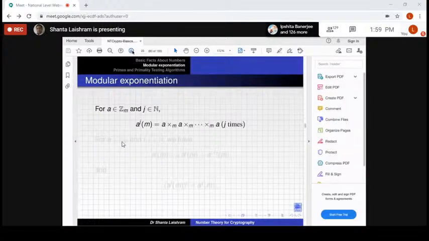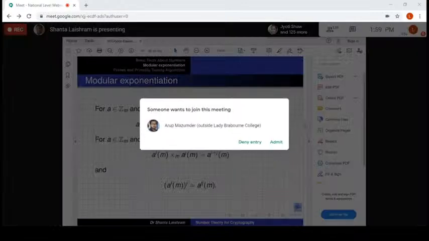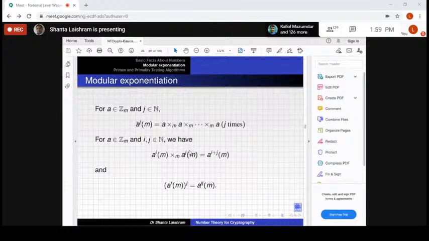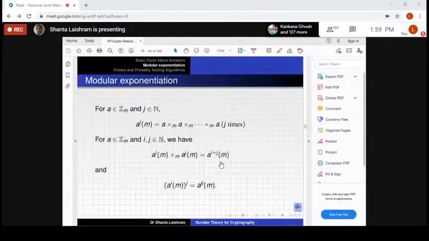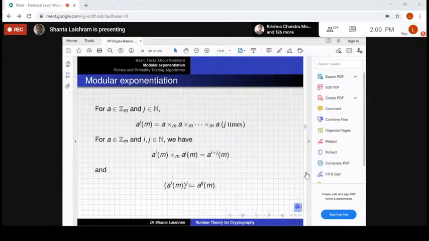So this is the modular exponentiation. If you want to compute the power a^j mod m, you take a, m, j times. By using the square and multiply algorithm, you take a^j mod m, and for any number a and integers i, j, you take a^i mod m times a^j mod m as a^(i+j) modulo m. And similarly, (a^i mod m)^j is a^(ij) mod m.